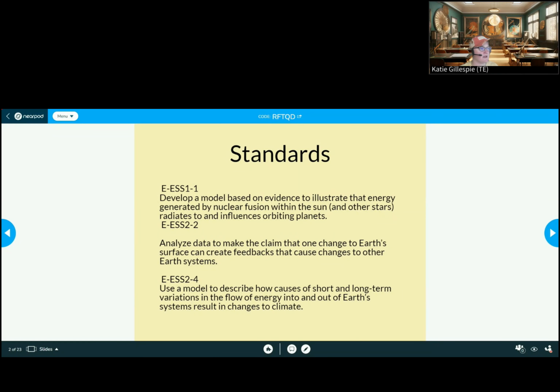2-4 describing how causes of short-term, long-term variations in the flow of that energy specific to solar radiation can change systems on Earth, can change systems within weather, and then weather, of course, over a long period of time is climate.